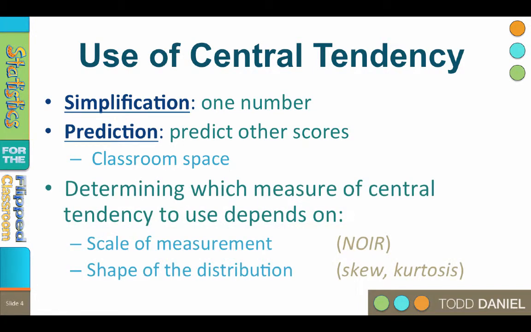Determining which measure of central tendency to use depends upon two things. First, it depends upon the scale of measurement: nominal, ordinal, interval, or ratio. For instance, the mean is typically used with interval or ratio level data. Second, our choice of a measure of central tendency depends upon the shape of the distribution. If the distribution is highly skewed or kurtotic, we may choose a specific measure of central tendency. There are three measures of central tendency that we will learn about: mean, median, and mode.